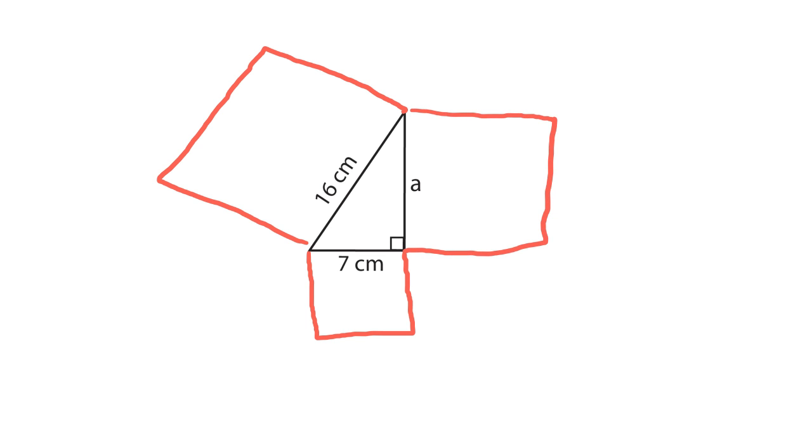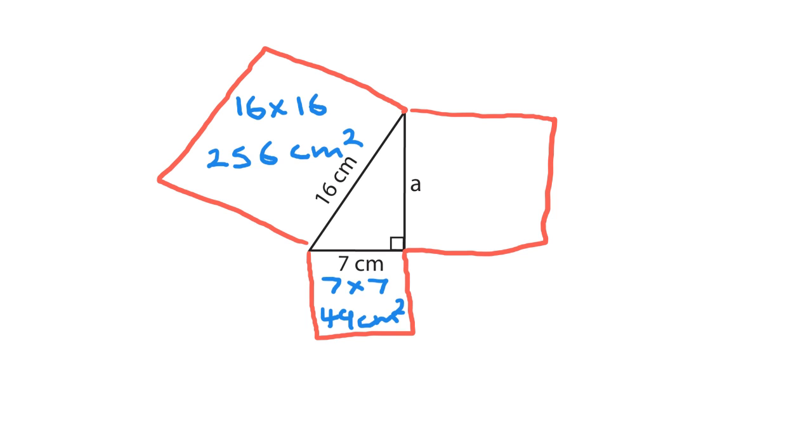And then I'm going to find the areas as I always do. So the area of square B is going to be 7 times 7, which is going to give us an area of 49 centimeters squared. And for square C, I'm going to do 16 times 16, which is going to give us an area of 256 centimeters squared.